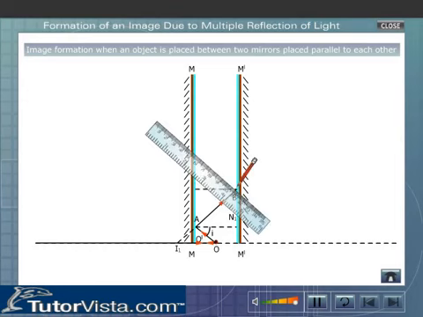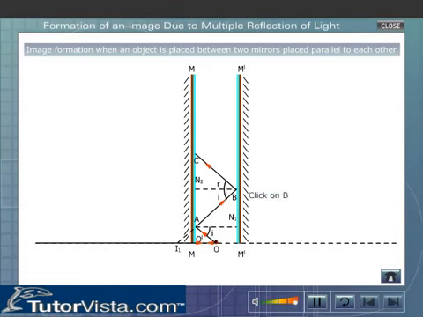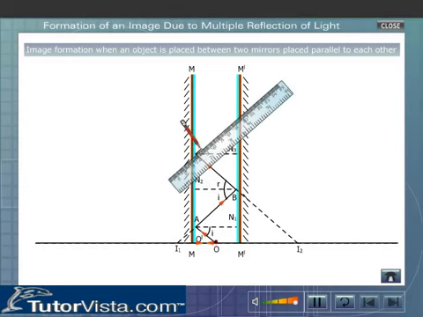The mirror M' reflects the reflected ray AB. Extend OM' and BC backwards. They meet at I2 to give the virtual image. Similarly, the images I3, I4 are formed.